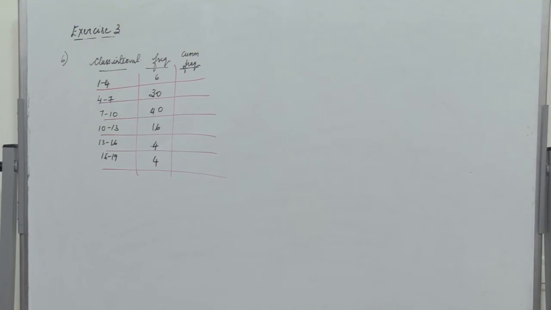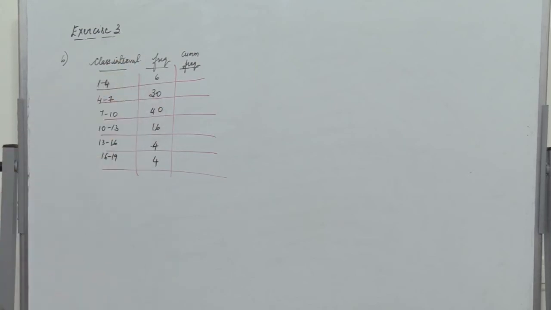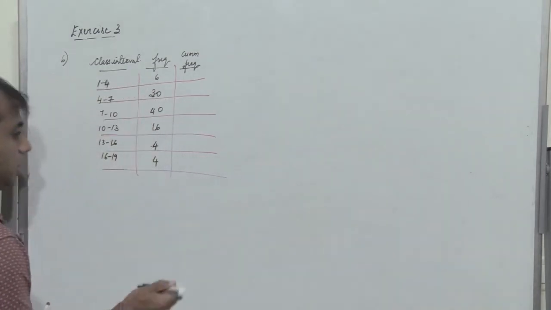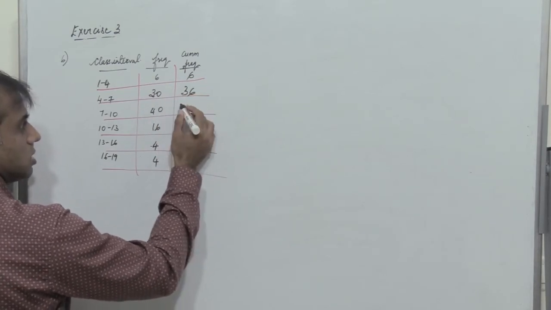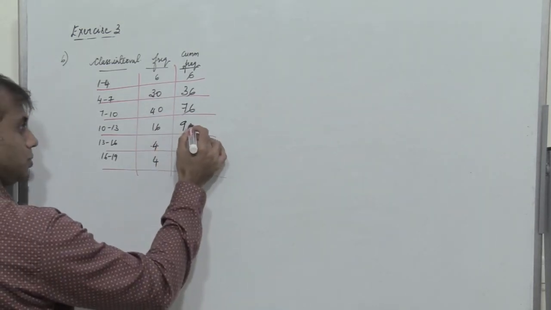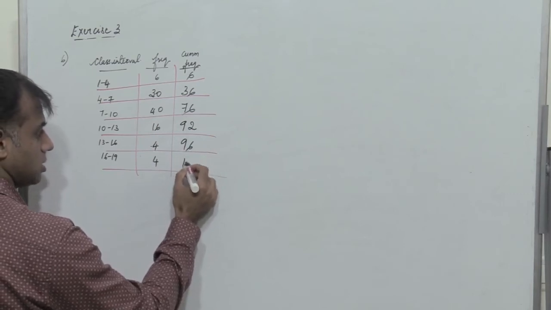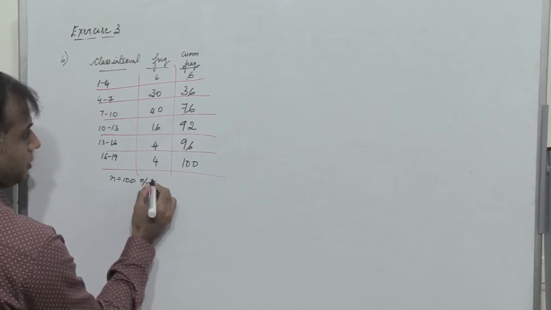So in problem 6, there are 100 surnames given in the telephone directory, and we find that we have the class interval 1 to 4 having a frequency 6, 4 to 7 having a frequency 30, and so on. So finally we need to find the mean, median, and the mode value. So let's find the cumulative frequency first. So the cumulative frequency is 6, 6 plus 30 is 36, then 36 plus 40 is 76. Next, 76 plus 16 is 92, then 92 plus 4 is 96, and then 100. Okay, so n is 100, n by 2 is 50.